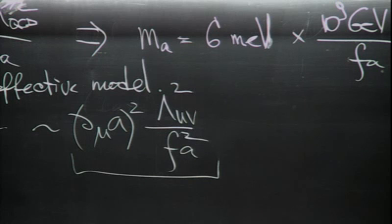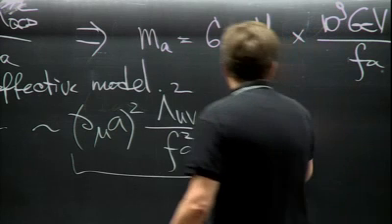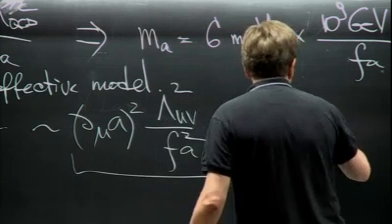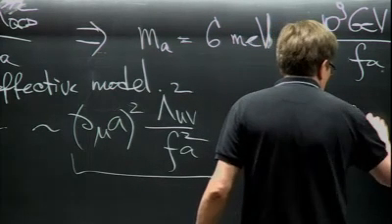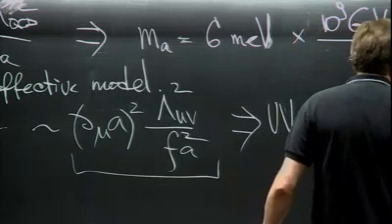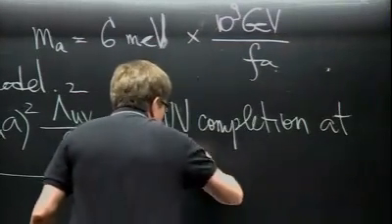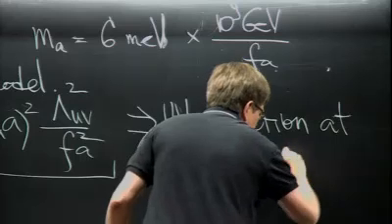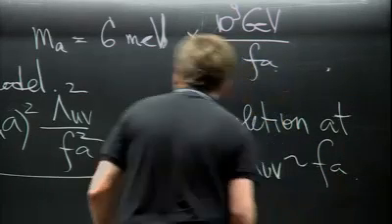So this is the corrections that you'd expect. Therefore, you'd need UV completion at some lambda UV on the order of Fa.